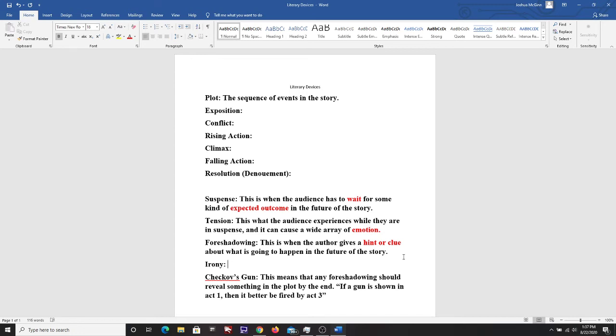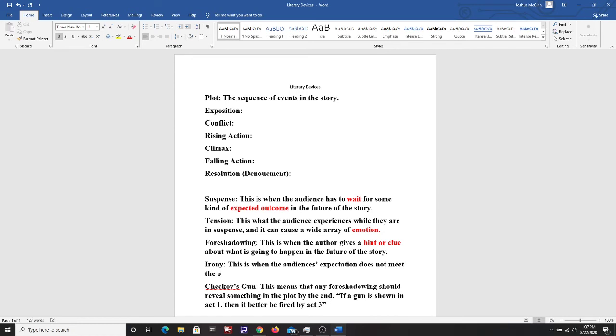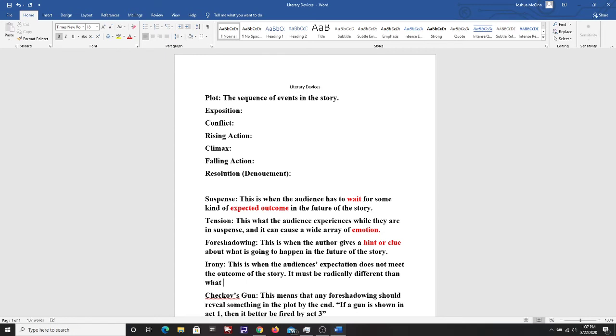So this is when the audience's expectation does not meet the outcome of the story, okay, or what happens in the story. It must be radically different than what was expected.